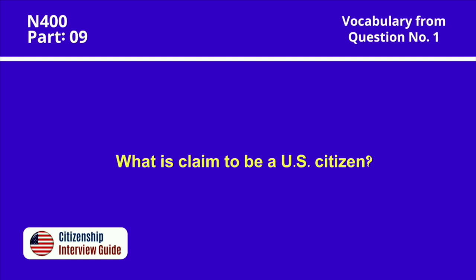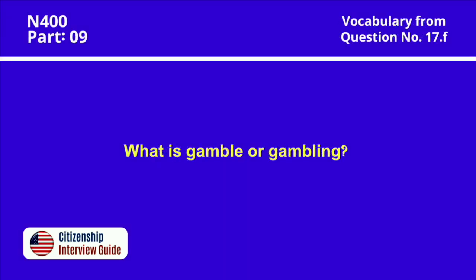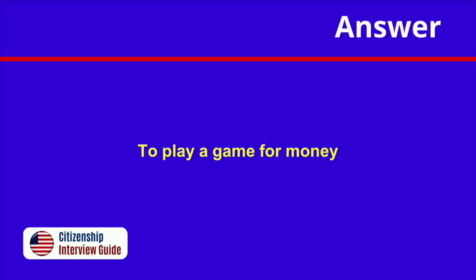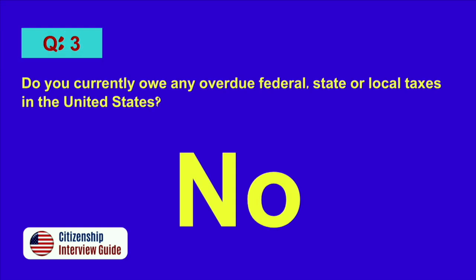What is claimed to be a U.S. citizen? To say you are a U.S. citizen. What is gamble or gambling? To play a game for money. Do you currently owe any overdue federal, state, or local taxes in the United States? No.